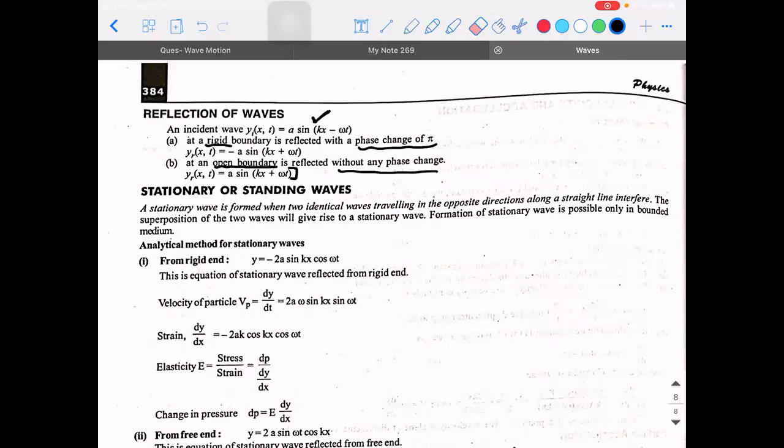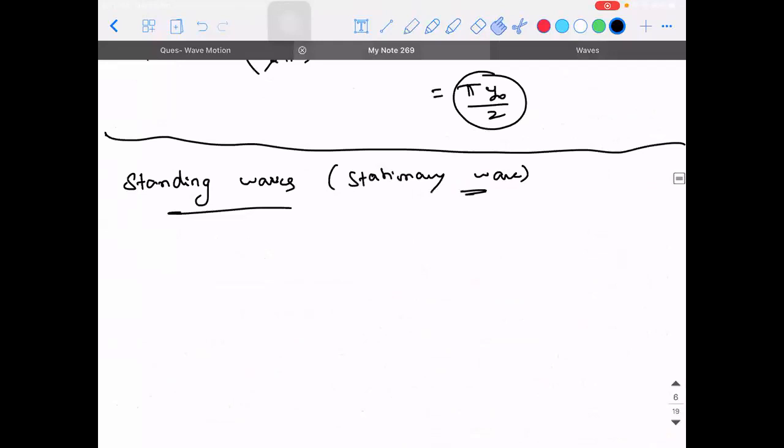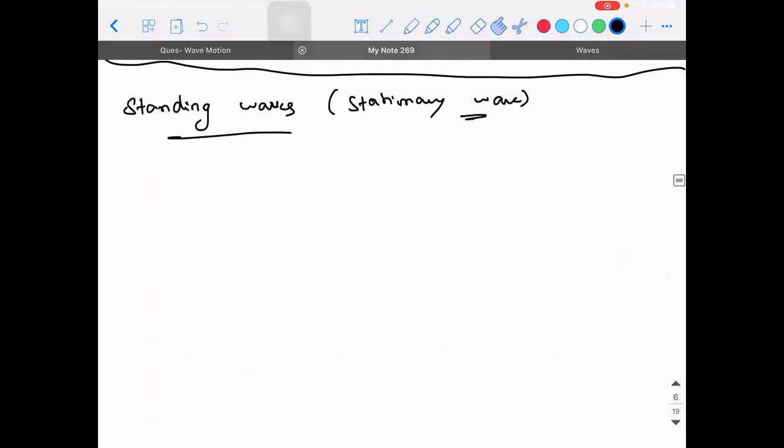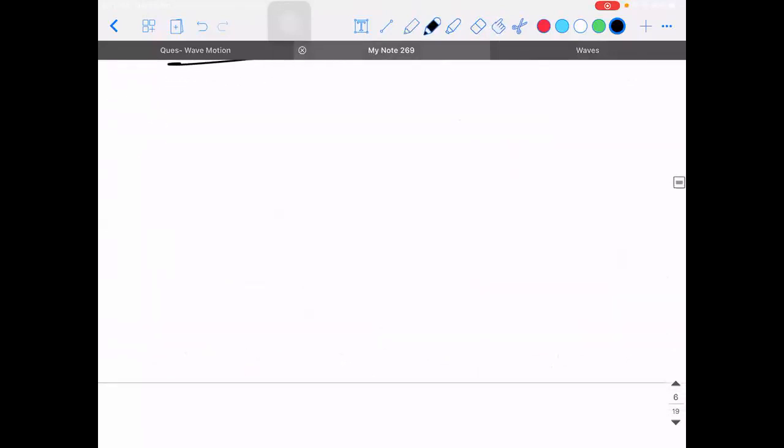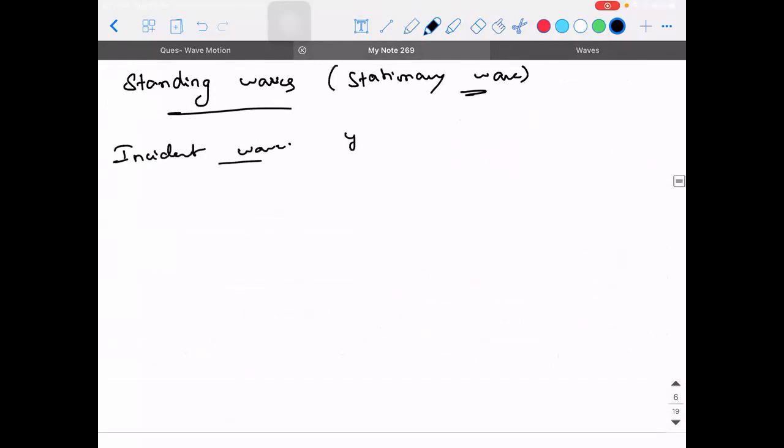So now I'm going to give you the expression for standing waves. Listen to me carefully. If I take the incident wave as y is equal to a sine of kx minus omega t, I'm not taking that phi into consideration. I don't want it.